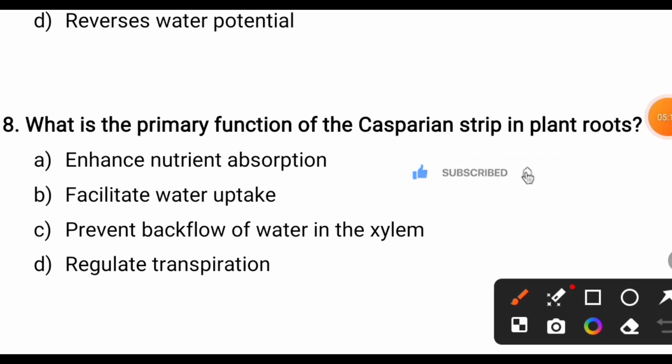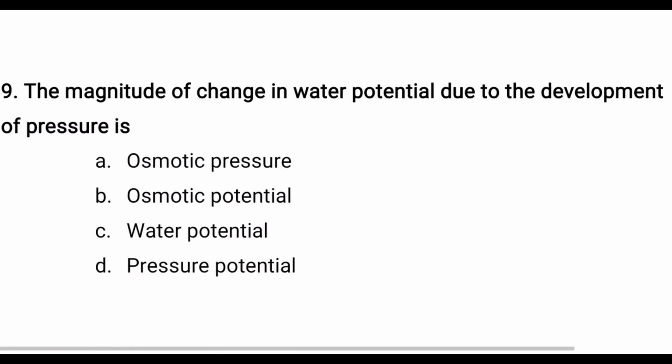So the correct answer is it prevents bulk flow of water in the xylem. Okay, so let's see the next question. The magnitude of change in water potential due to the development of pressure is. Options are osmotic pressure, osmotic potential, water potential, pressure potential.